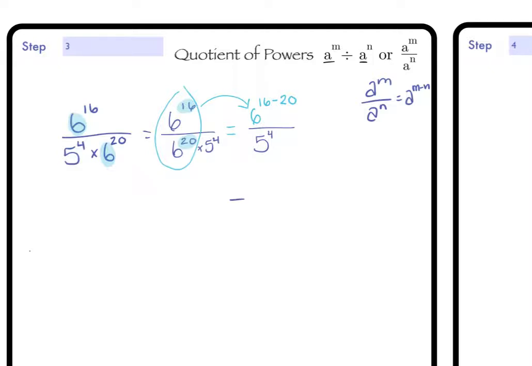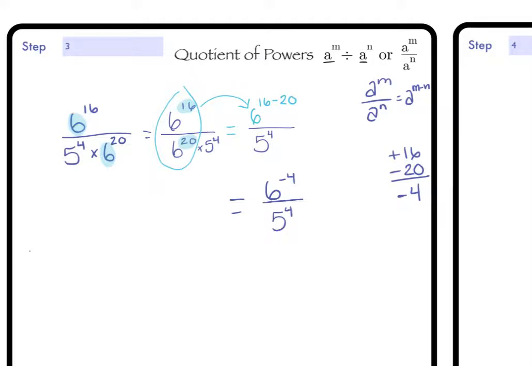All right, and then to simplify this, that would be 6 to the 16 minus 20. Remember, that's a positive 16 minus, not 4, minus 20. Different signs means you subtract, so you should get 20 minus 16 is 4, and then keep the sign of the bigger number. So this is 6 to the negative 4 over 5 to the 4th.